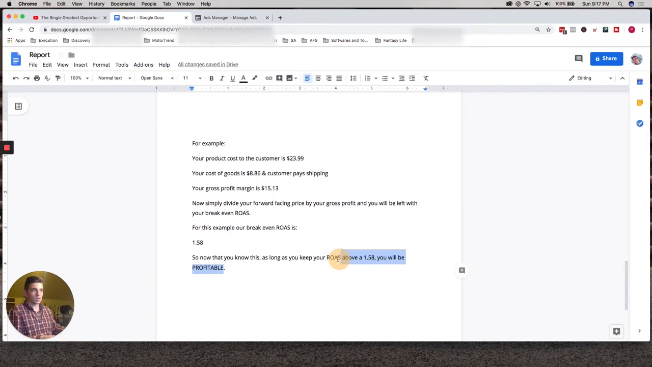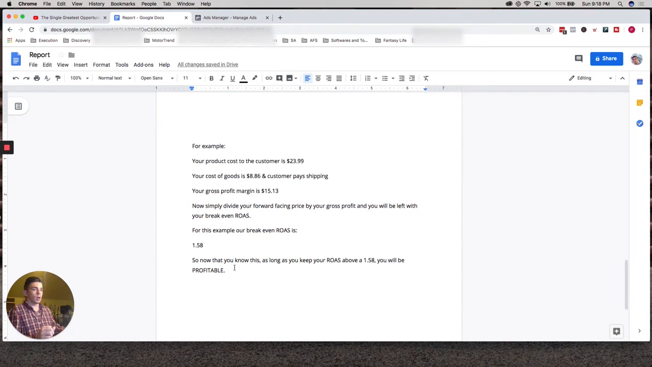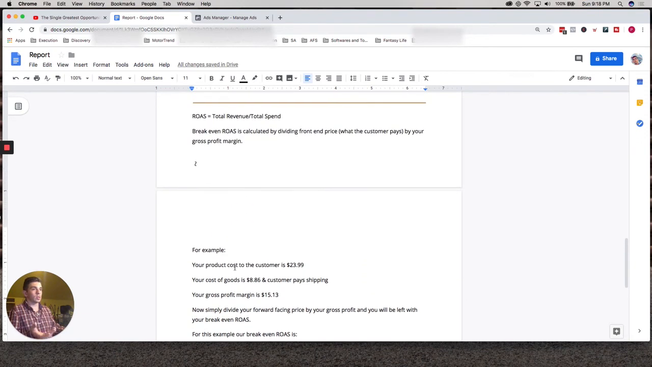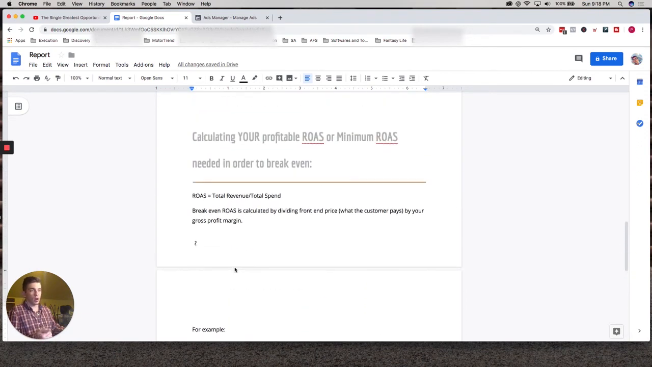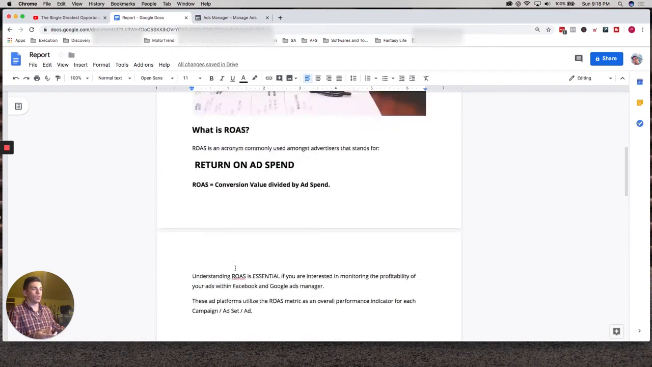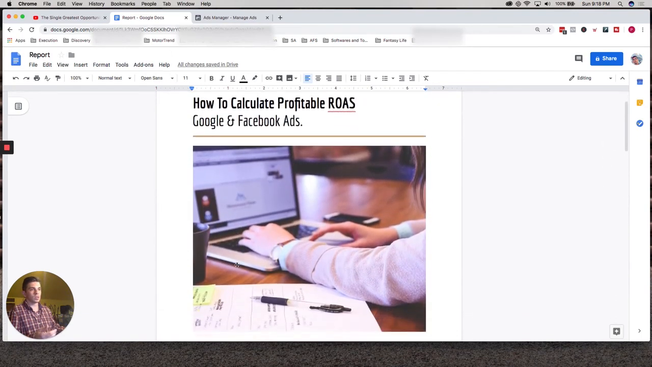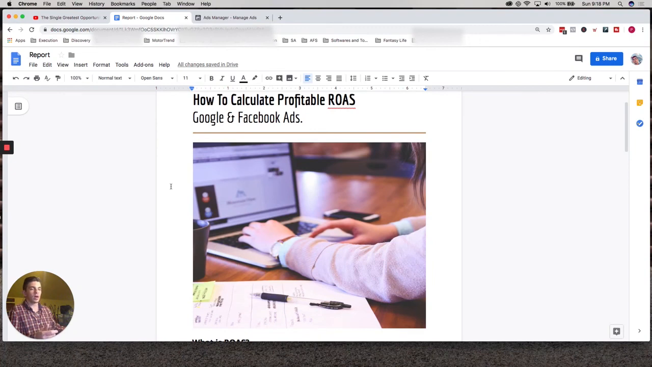So now that you know this, as long as you keep your ROAS above a 1.58, you know that you're profitable. If it falls down to a 1.57, you are officially losing money, and you need to figure out what's going on. Look back over the lifetime of this ad or ad set. Make sure that it's actually going to end up being profitable, and if you don't see that it's going to be profitable, it's good to go ahead and turn it off. So this is essentially how simple it is. This is how you calculate your profitable break-even ROAS. If you use this metric, you can stay on top of making sure that you're making money.